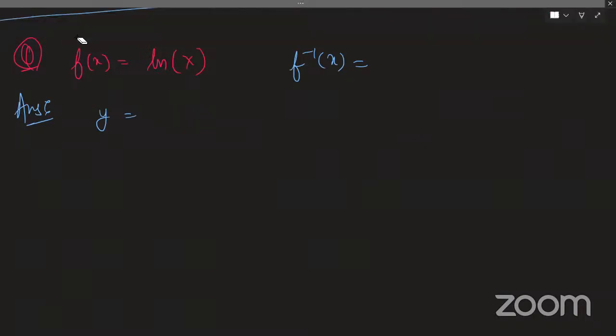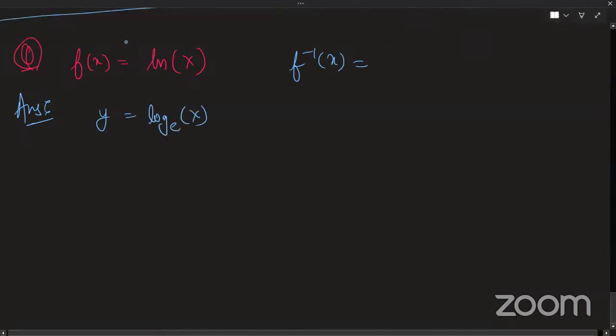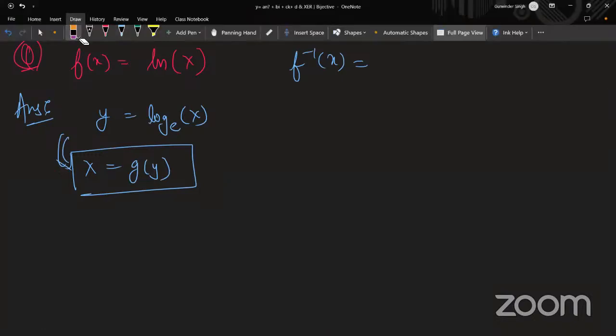So y is equal to basically log base e of x. Tell me, how should I write it as something like this? From this step, I want to come over here. So just think, how can I get rid of this natural log?